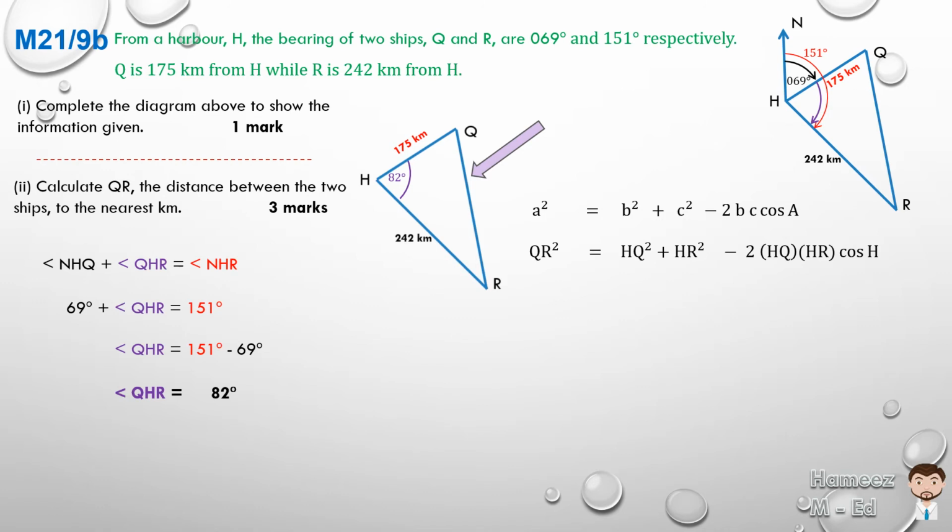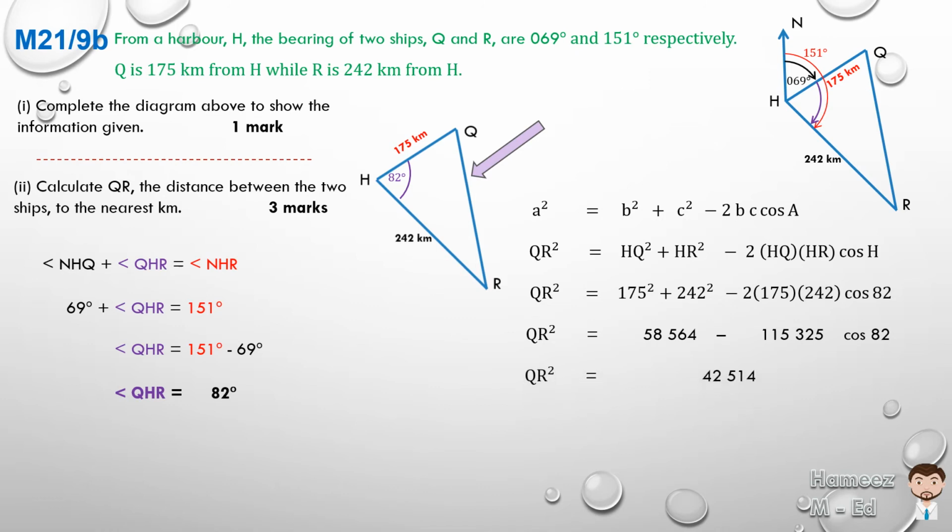If we substitute, we're going to get QR squared is equal to 175 squared plus 242 squared minus 2 times 175 times 242 cos 82. And if we work out the first part, that's going to give us 58,564 minus 2 times 175 times 242 is 115,325 cos 82. And put that into our calculators, that's going to give us 42,514. So if you want QR alone, we get rid of the square from the left-hand side, we carry it across, it will be square root of 42,514. So QR is equal to 206 kilometers.